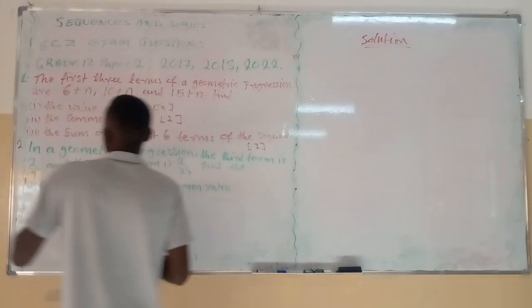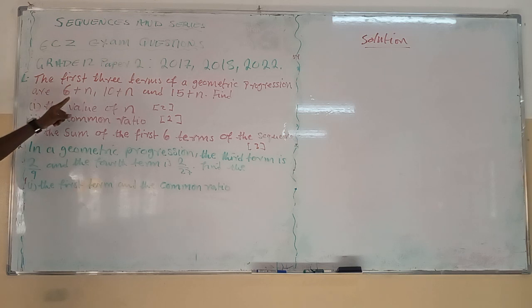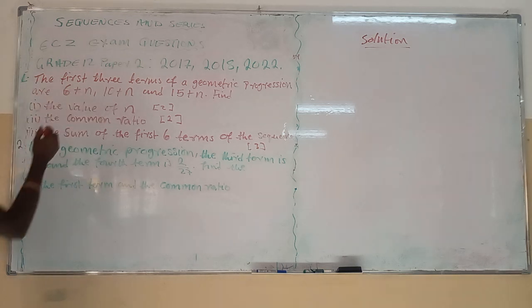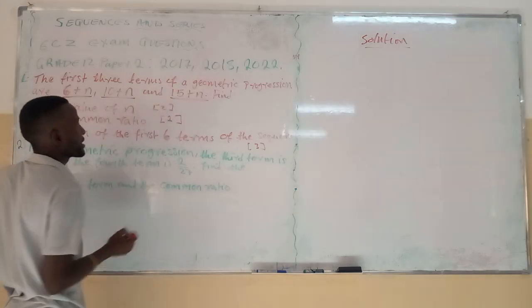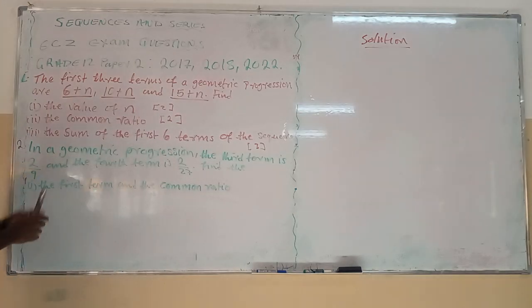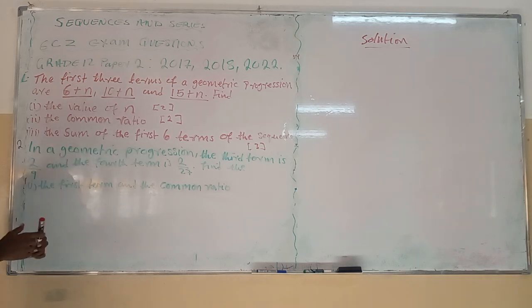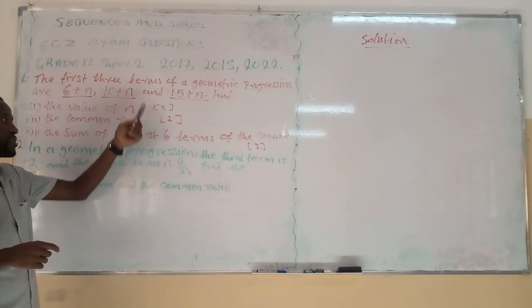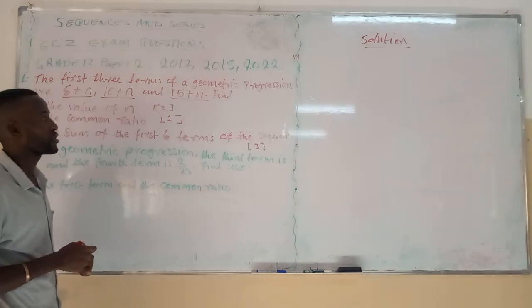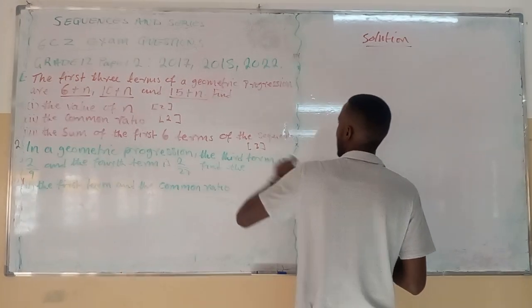The first one reads: the first three terms of a geometric progression are 6 plus n, 10 plus n, and 15 plus n. Find the value of n, the common ratio, and the sum of the first 6 terms of the sequence. Our key thing is finding the sum. This is a full, complete question as it comes, and it carries good marks: 7 marks.